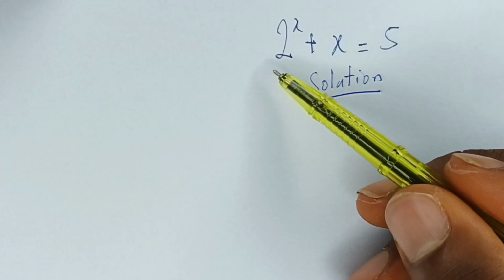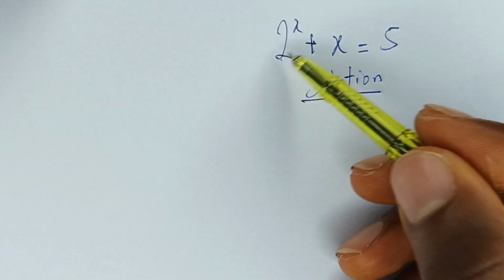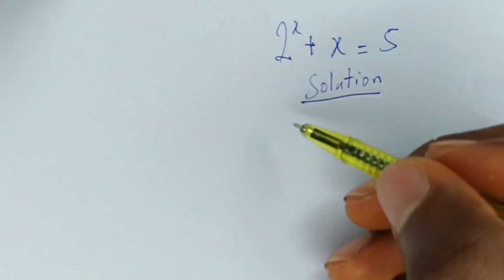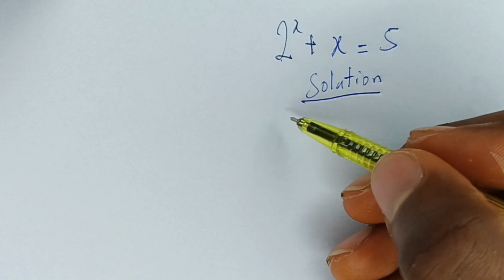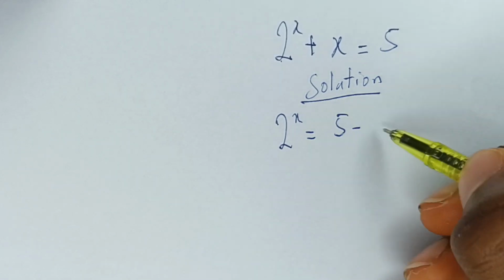This equation looks impossible to solve, but let's solve it together. Now we have 2 raised to power x plus x is equal to 5. How do we solve this? The first thing to do here is that we can say 2 raised to power x is equal to 5 minus x.